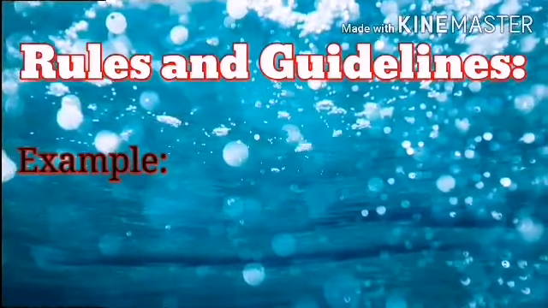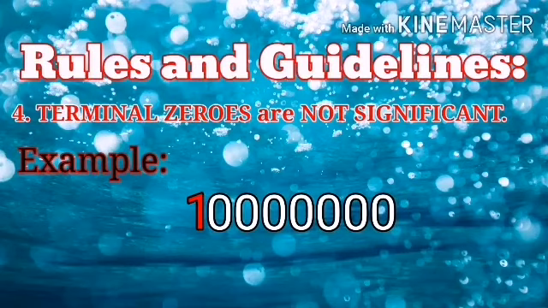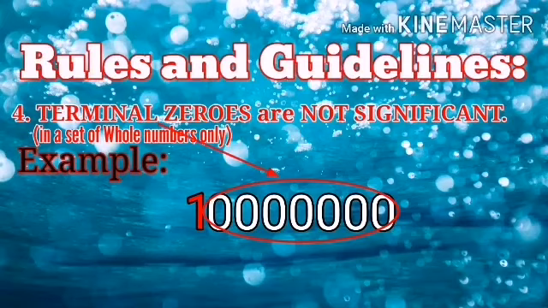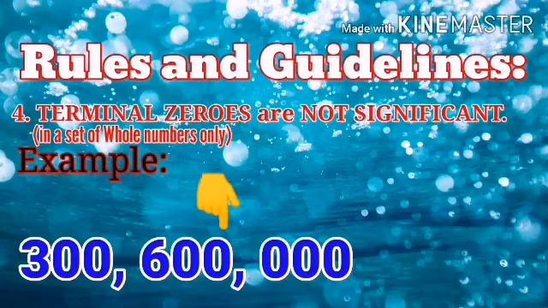Now, punta naman tayo sa fourth rule. Terminal zeros are not significant. Ano naman ang ibig sabihin ng terminal zeros? Ito yung zeros sa dulo ng numbers. Terminal zeros are not significant only when the given numbers are whole numbers. For example, we have here 300,600,000. Let's apply first rule number 1.